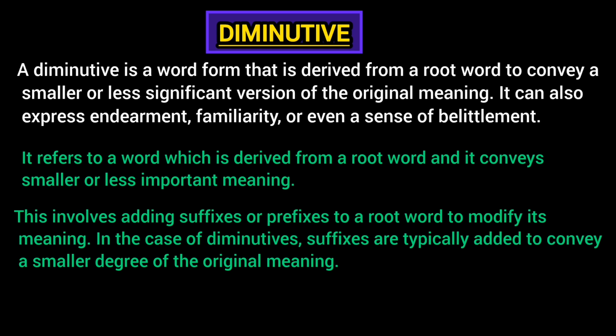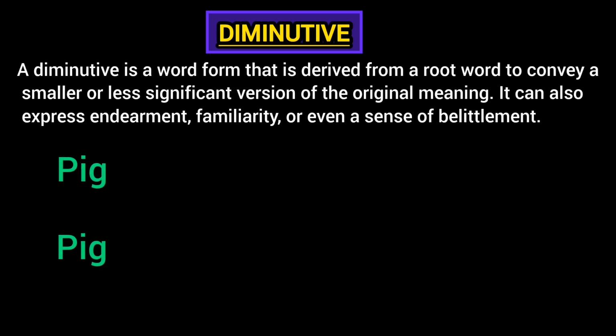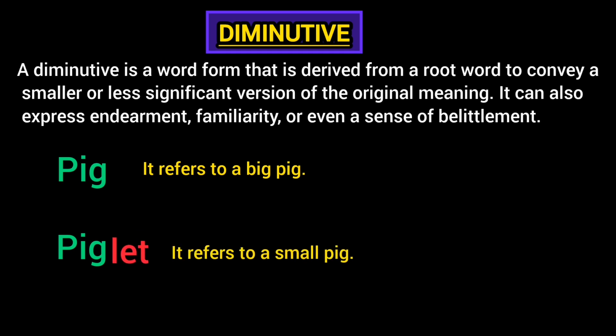I think you are not getting the point, so don't worry, let me give some examples and then you will understand it. Look at the word pig, which is a root word and it refers to an animal, but if we add the suffix let, it becomes piglet, which means a small pig. Actually, piglet is an example of a diminutive because it takes the base word pig and adds the suffix let, which implies a smaller, younger, or cuter version of the original.